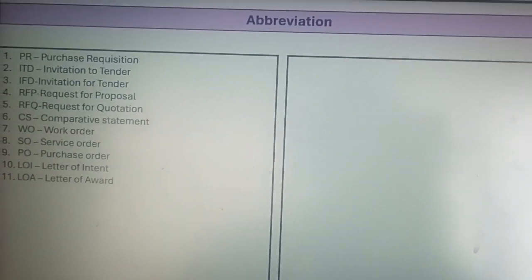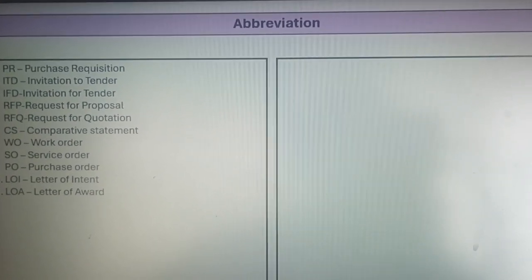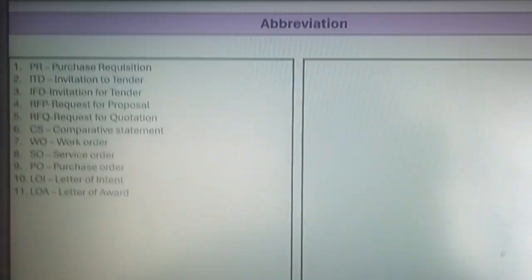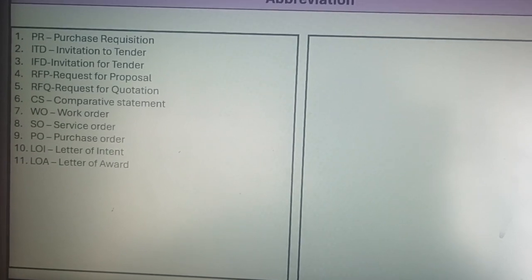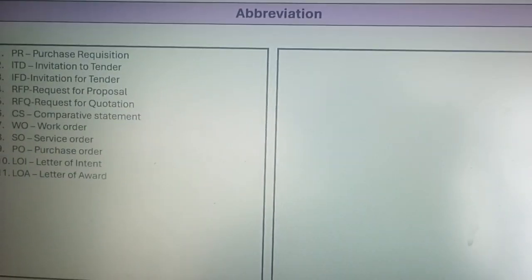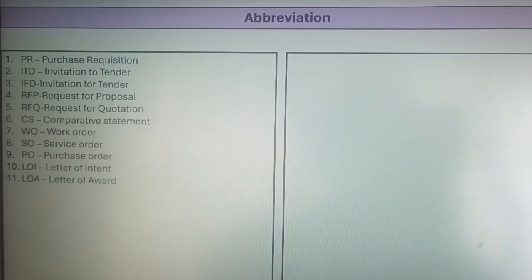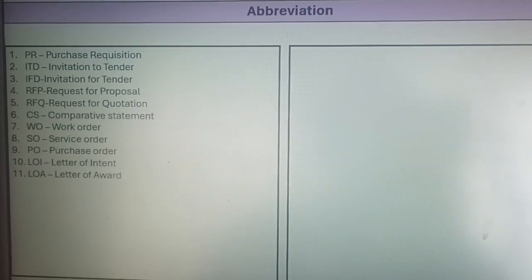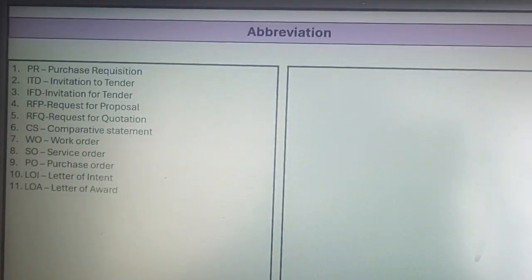Then LOA, letter of award. It is the confirmation we issue as a buyer, telling you to provide this material to us within the scheduled date mentioned in the LOA, along with the terms and conditions and prices mentioned in the LOA. So LOA is a legal contract between the two parties once both have signed it.